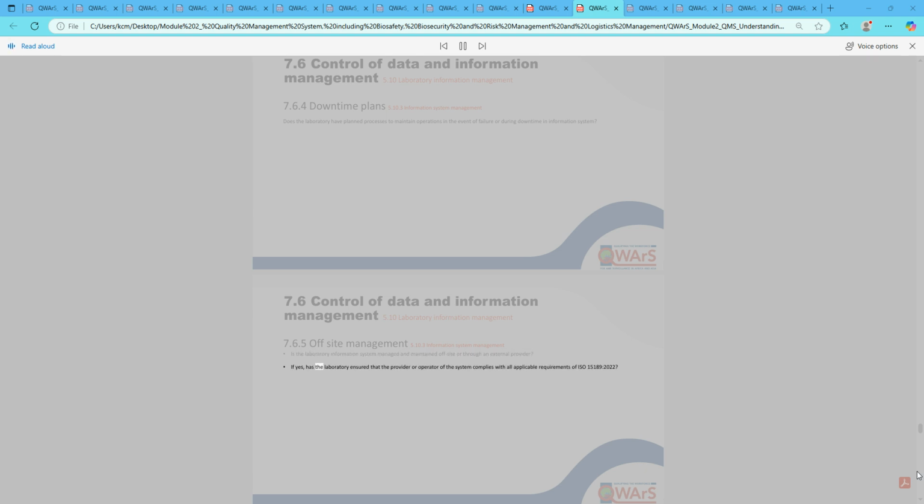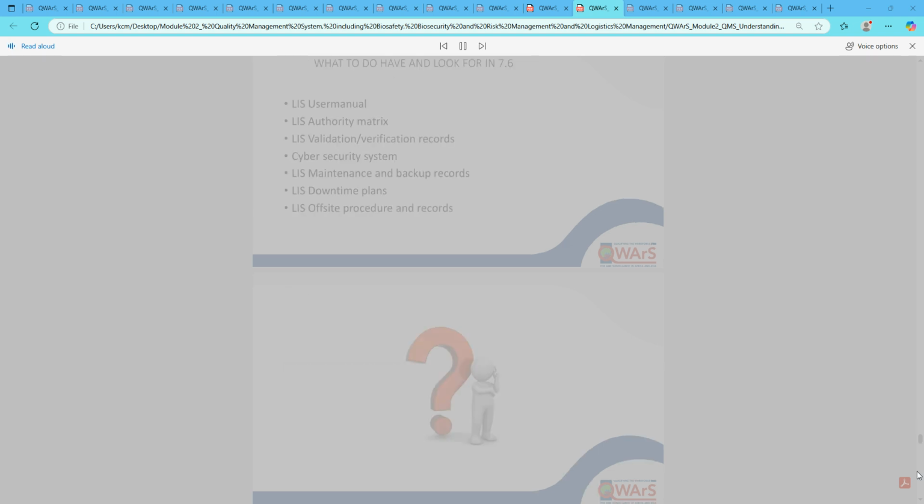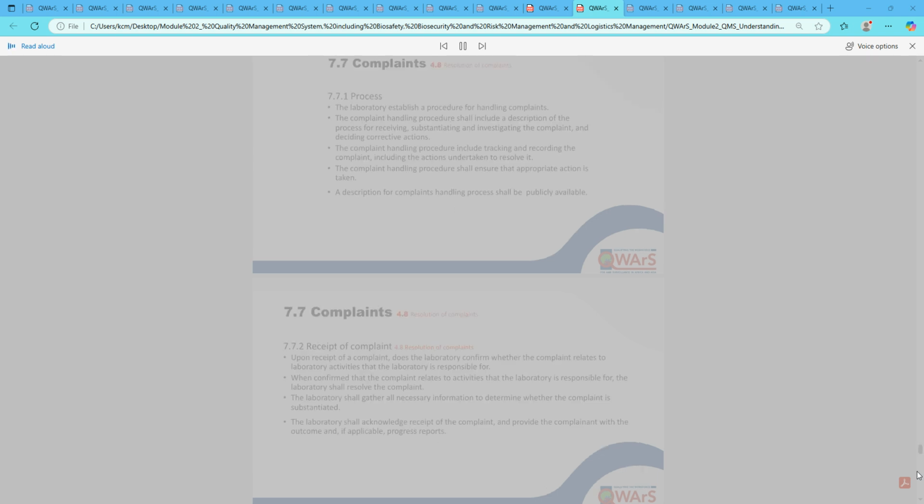If yes, has the laboratory ensured that the provider or operator of the system complies with all applicable requirements of ISO 15189:2022? What did you have and look for in 7.6? LS User Manual, LS Authority Matrix, LS Validation/Verification Records, Cybersecurity System, LS Maintenance and Backup Records, LS Downtime Plans, LS Offsite Procedure and Records.